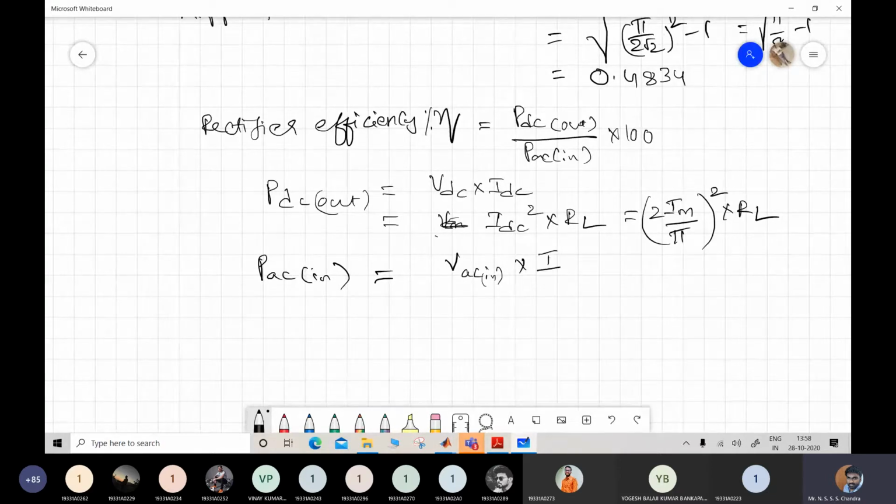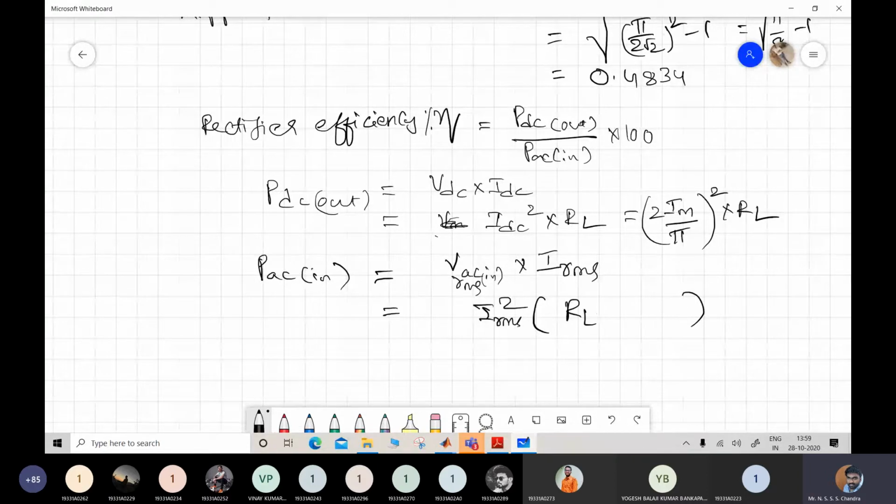the same common current throughout the circuit, that is IRMS. So VAC means VRMS input into IRMS. Or you can write it as IRMS square into, what are the elements that you are coming across in the circuit? Resistances. Please tell me. RL plus 2RF, sir.